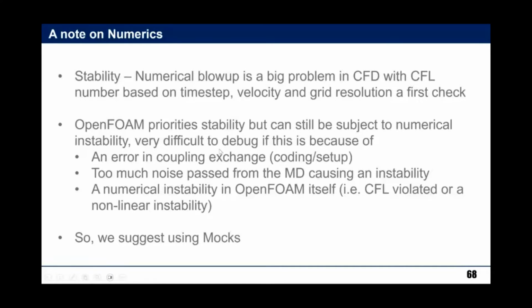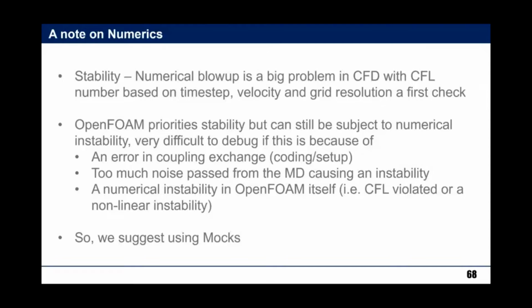The reason is that it could be an error in the coupling exchange. You could have made a mistake and sent the wrong thing, or set up your case incorrectly. But you could also have a situation where your MD code hasn't been averaged sufficiently and you've got too much noise, or maybe your overlap region is too small, and so you get a feedback loop. Or it could be that your OpenFOAM solver has too fine a grid and CFL is violated, or you've got non-linear instability. Debugging two non-linear dynamical systems coupled together and working out which one is causing problems is extremely difficult.